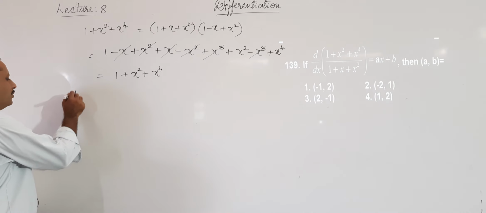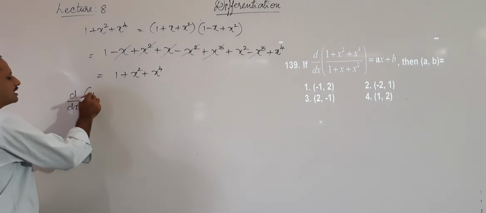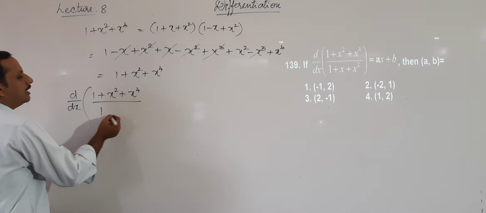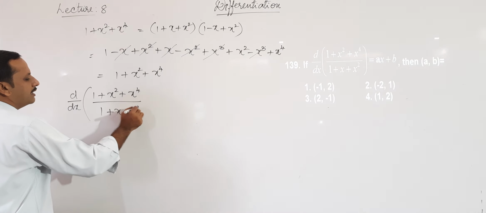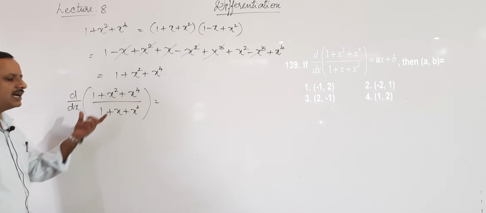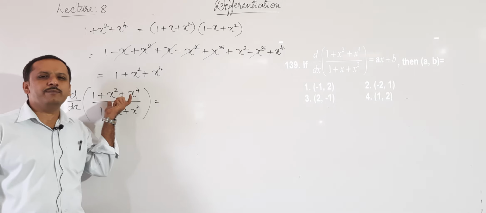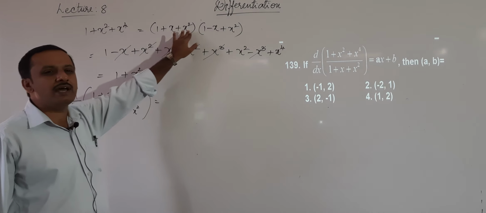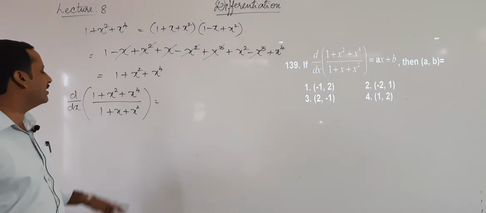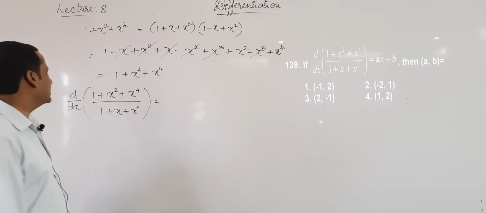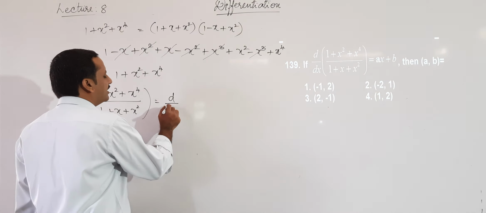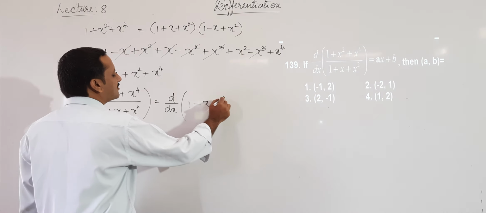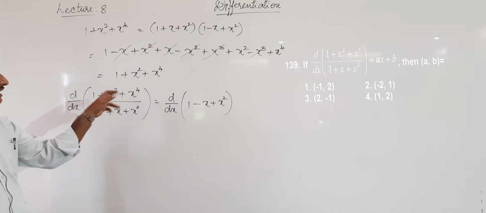Okay. So, now coming to this problem, here they have asked us to find the derivative of (1 plus x square plus x power 4) divided by (1 plus x square). Now, what I am doing here is, I am writing this numerator 1 plus x square plus x power 4 as (1 plus x square) into (1 minus x plus x square). So, there 1 plus x square gets cancelled, then we are left with dy dx of 1 minus x plus x square. Okay, this factor gets cancelled.